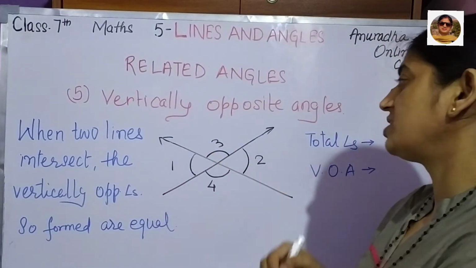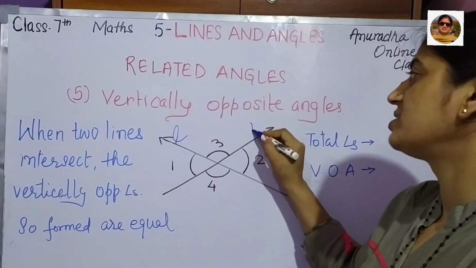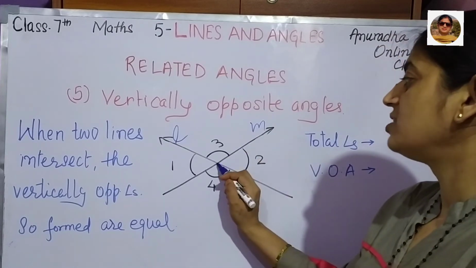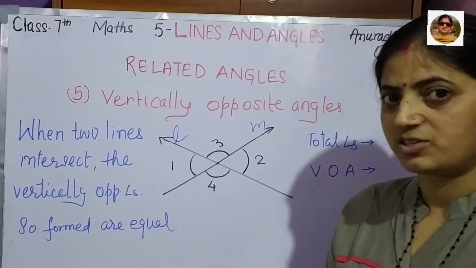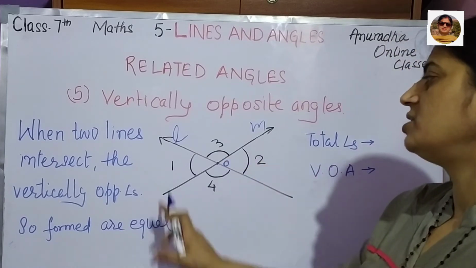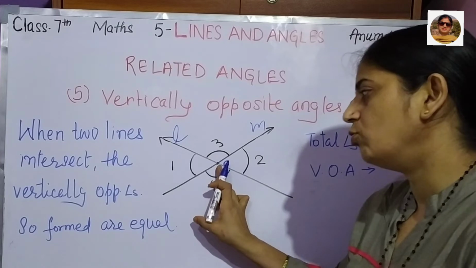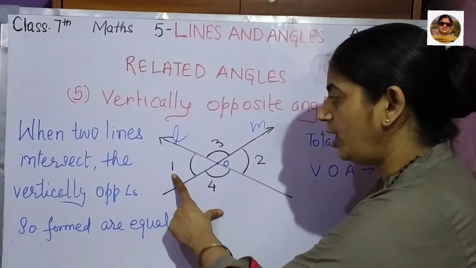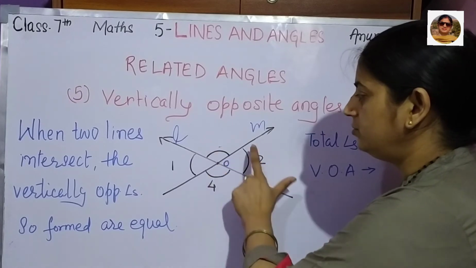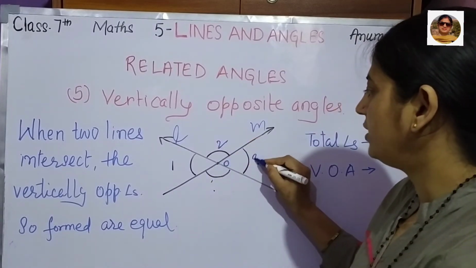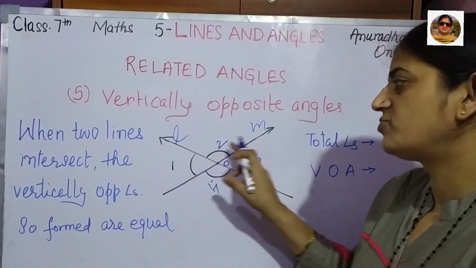So let us take these two lines as L and M. L and M are intersecting lines, and this is the center, let us call it O. This and this intersect at O. Now, how many angles are forming? Let us see. Angle 1, let us write in sequence, angle 2, angle 3 and angle 4. These four angles are forming.